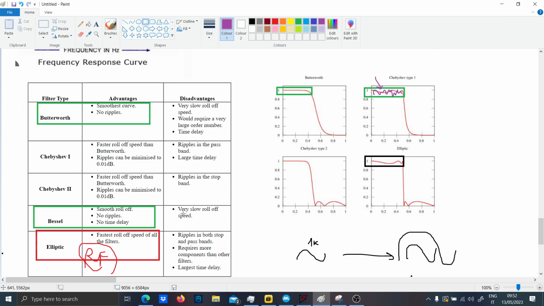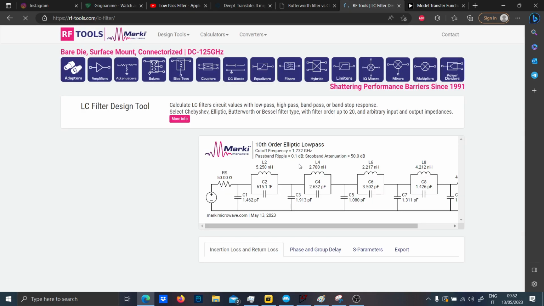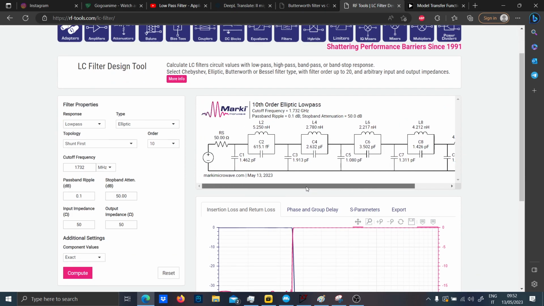As you can see, the disadvantage of the Chebyshev is the ripple in the stopband, even for type 1 and type 2, and also for the elliptic. Elliptic also requires a large number of components, as you saw before. Now remember that this is the 10th order Chebyshev, but if you use the elliptic low pass, it's going to be a nightmare. As you can see, there is a very large number of components.